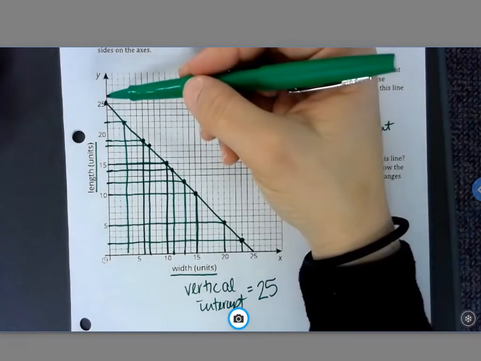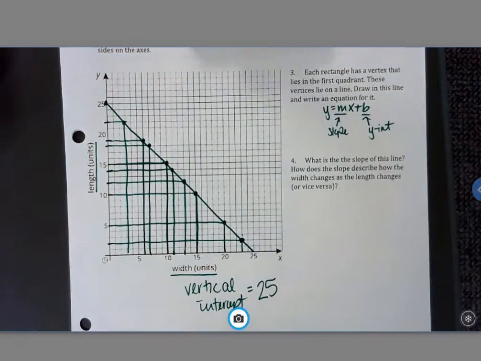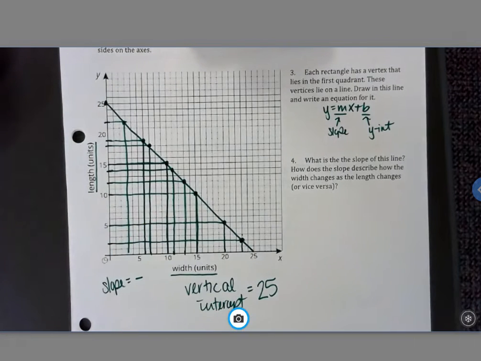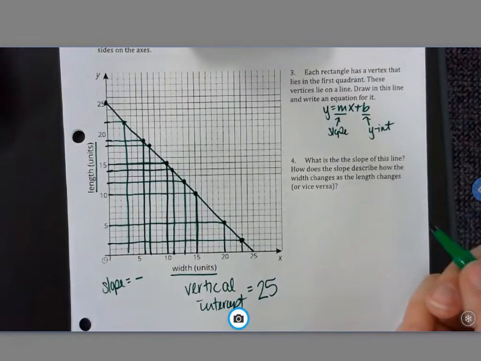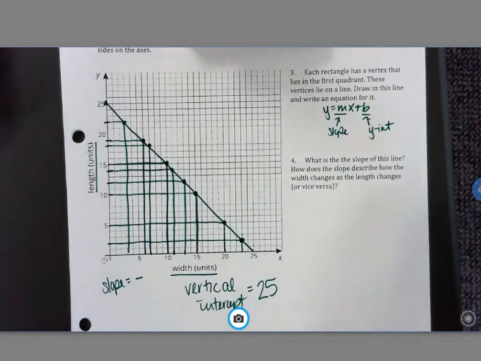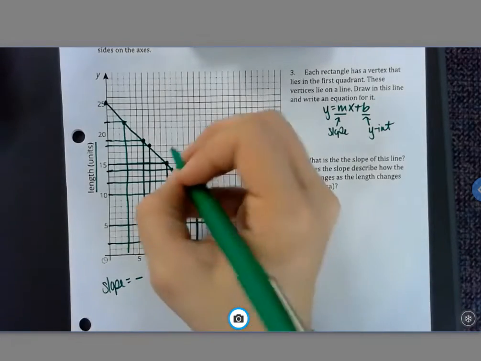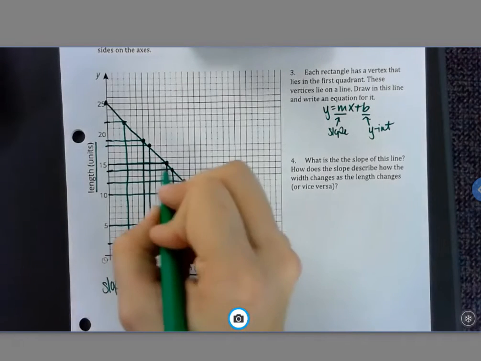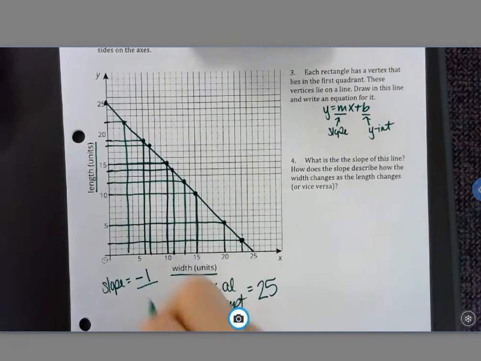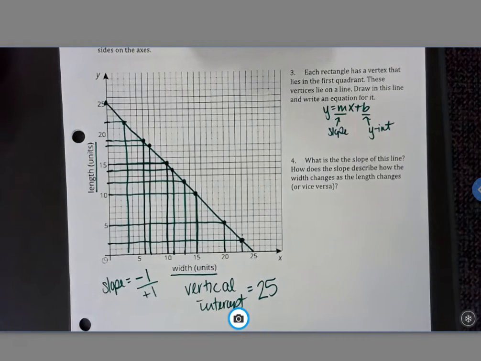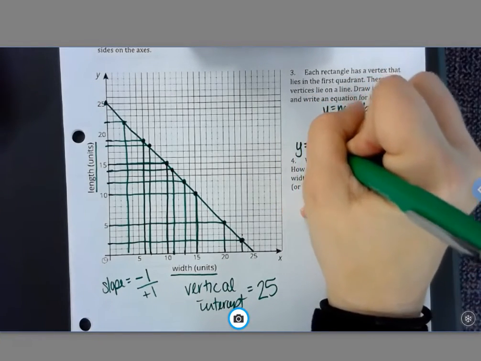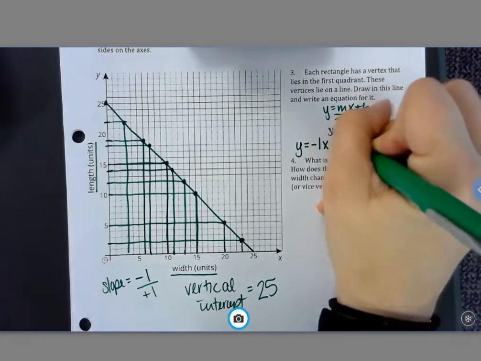Now for our slope, notice our slope goes downhill, right? So that automatically means our slope is going to be negative. You can do one of two things. You can pull out two of these points and calculate your slope, or you can draw in your triangles. If I go from one of these points to the next one, how much does it go down? Well, it goes down one box, which would be a -1, and it goes to the right one box, which would be a +1. So our slope, or our equation, would be y equals -1x plus 25.